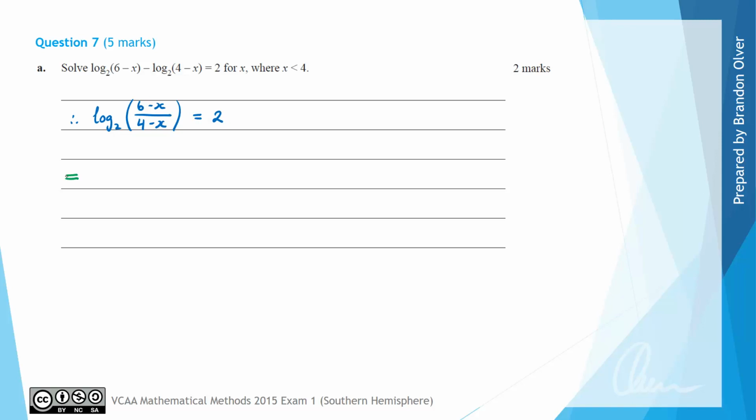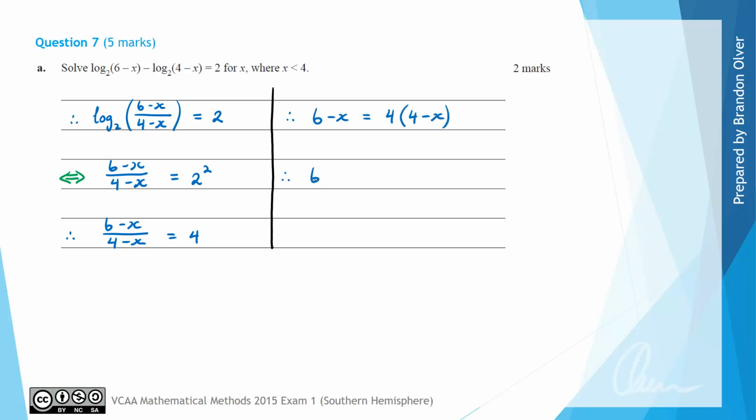Next we can work with an equivalent exponential statement to help solve for x. So that will give (6 subtract x) divided by (4 subtract x) is equal to 2 to the power of 2. So therefore we find (6 subtract x) divided by (4 subtract x) is equal to 4. Therefore, when we multiply both sides by the denominator 4 subtract x, we find 6 subtract x is equal to 4 times (4 subtract x). So therefore, 6 subtract x is equal to 16 minus 4x. And just be careful to multiply both terms inside the brackets by 4 in that step.